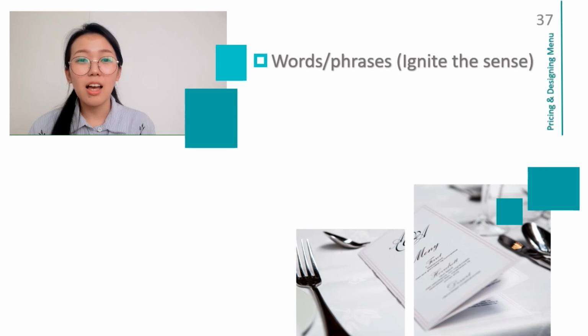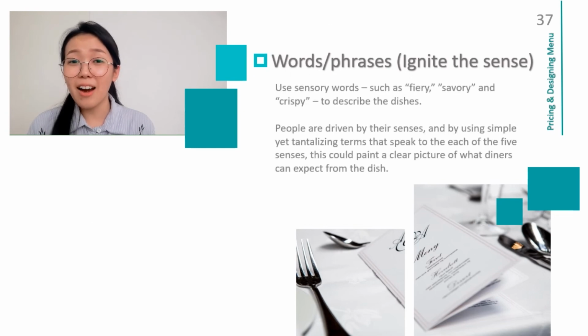Ignite the senses. Use sensory words such as fiery, savory, crispy, because people are driven by their senses. By using simple yet tantalizing terms that speak to each of the 5 senses, this could paint a clear picture of what the diner could expect from the dish.